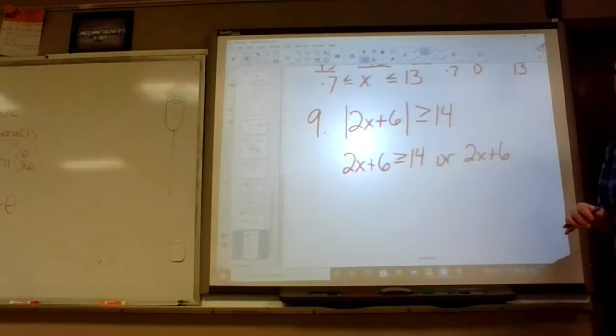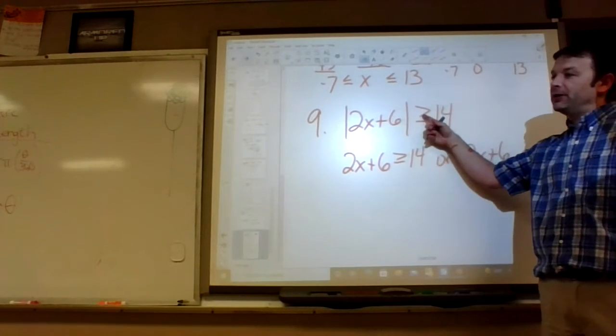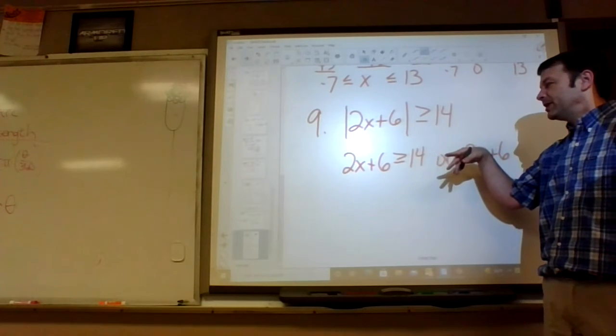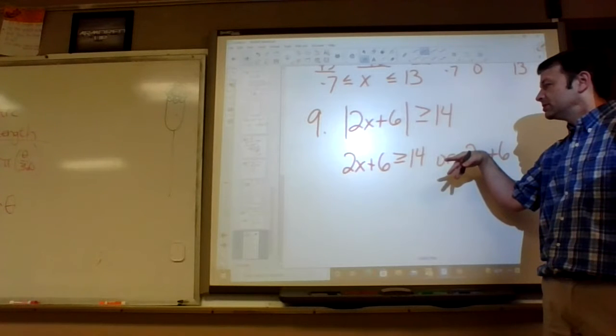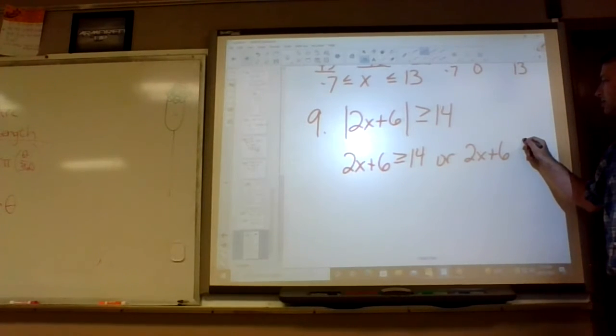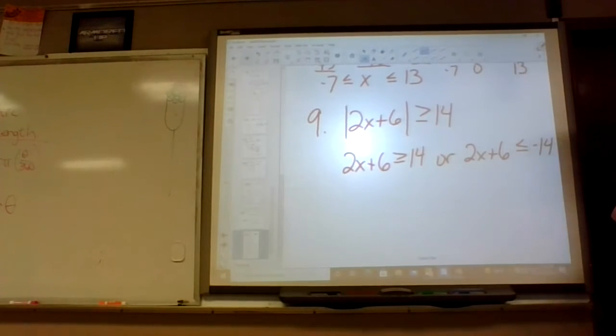Which is which for what? Like what you do for the greater than, what you do for the less than, are two different things. You just gotta kind of have them memorized. So that one would be 2x plus 6 is greater than or equal to 14, or less than or equal to negative 14. Negative 14. I knew that. So, at least I tried.